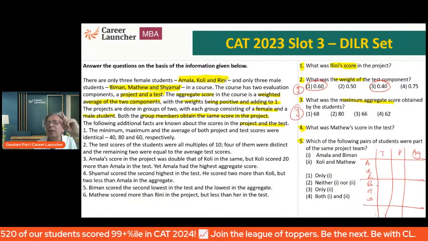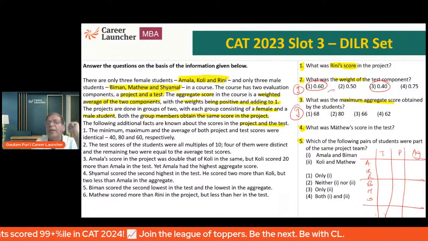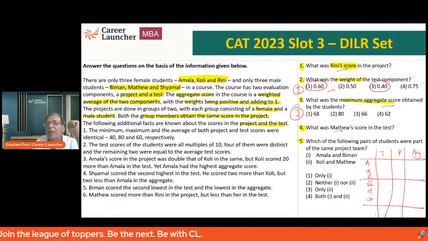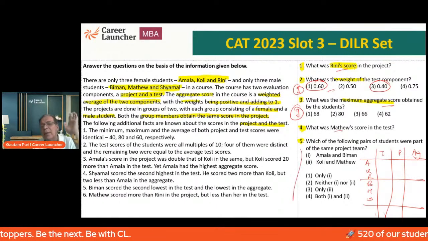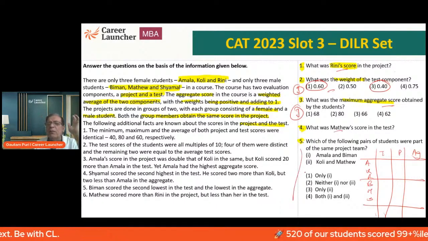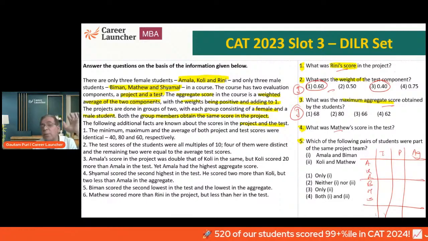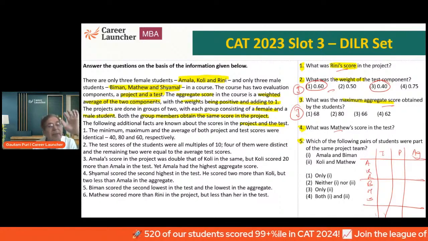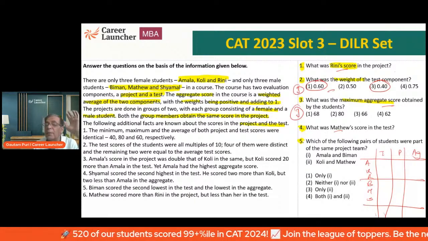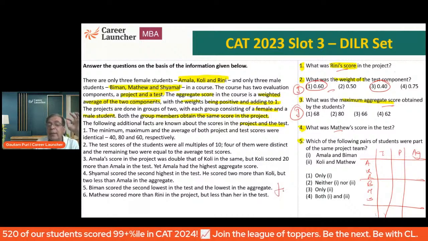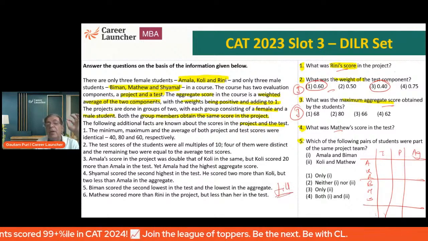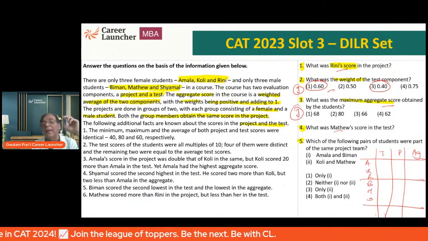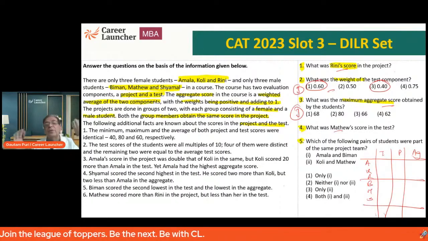Now, what these are telling you is, we will be able to find the weight. We will know the aggregate score also. We will know Rinne's and Matthew's score also. And the 5th question is also similar. Which students are part of the same project team? None of these, cannot be determined. Choices are missing. What does that mean? We will be able to fill up the data table completely. You should be able to solve it completely, and that is what the questions are telling me.